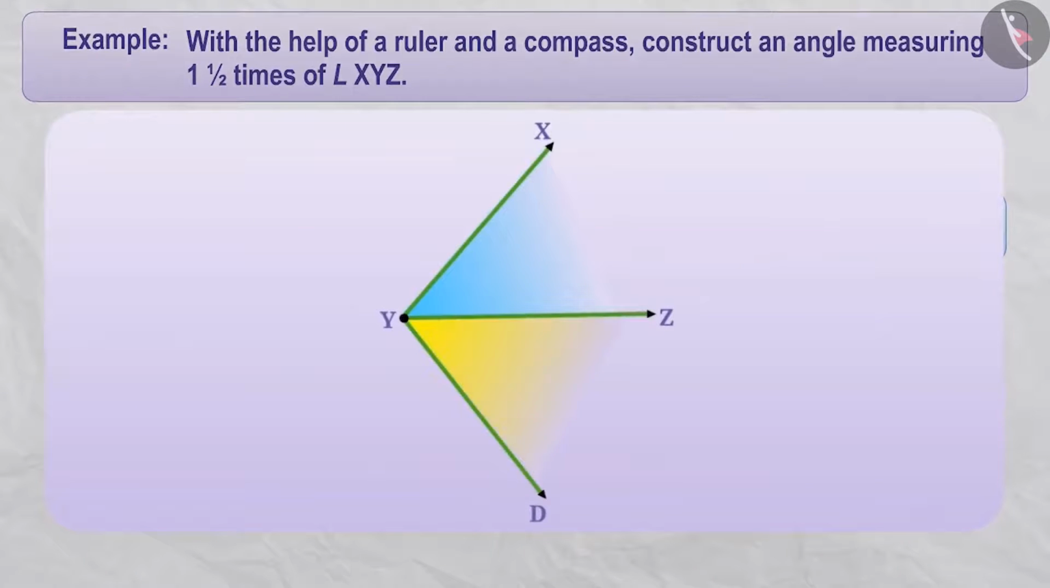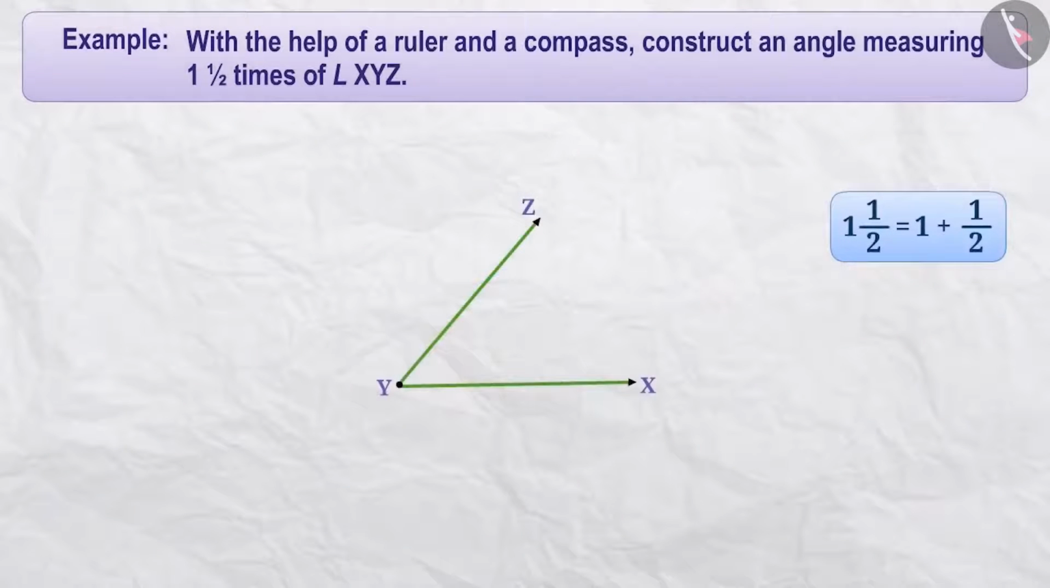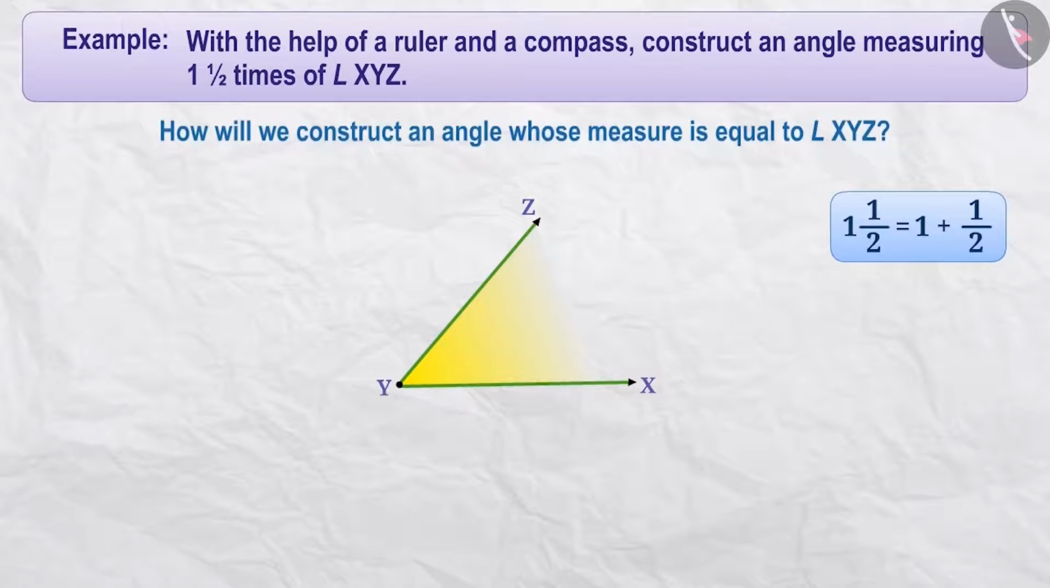If we draw an angle equal to the given angle and then bisect one of the two angles, then we get one full angle and one half angle, which together will form an angle 1.5 times larger than the given angle. Let us understand this by constructing an angle. Here, angle XYZ is given to us. If we have to construct an angle of equal measure, how will we do it? Pause the video and recall the method to construct an angle measuring equal to the given angle.